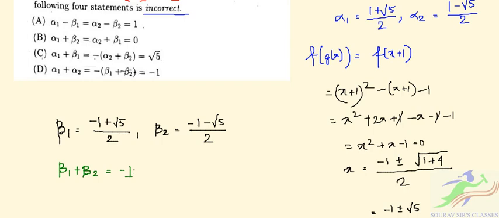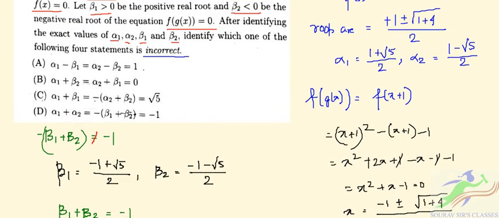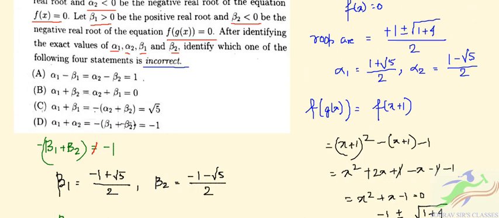So from the options you can see that in option D, it is given that minus of beta 1 plus beta 2 equals minus 1, which is not true. So we have to find the incorrect statement, and from here we can directly find it. It is option D, since we have got beta 1 plus beta 2 equal to minus 1.